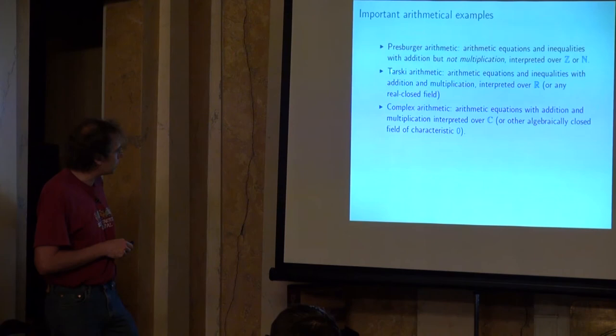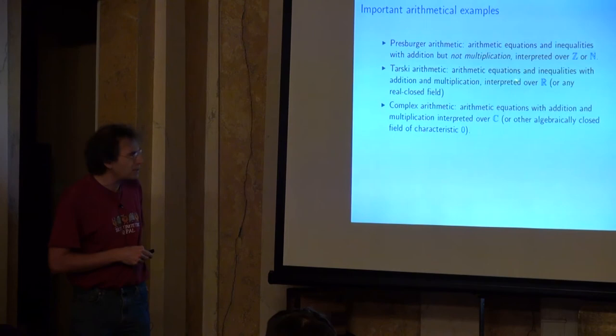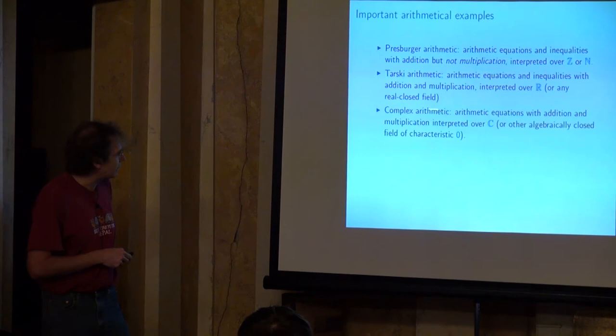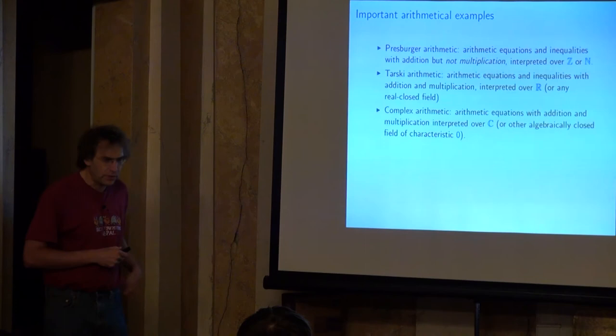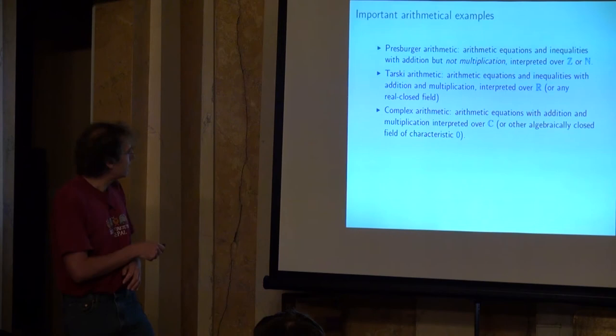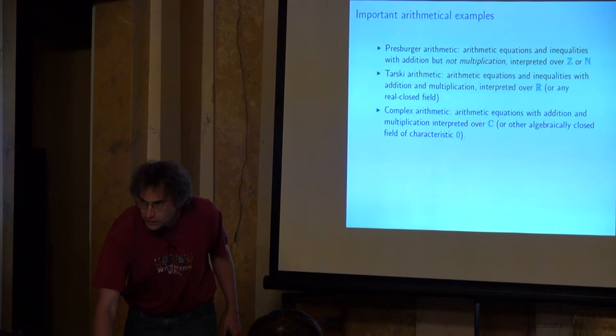A more complicated example is Tarski's arithmetic, which is basically the first-order theory of addition and multiplication over the reals, or actually any other real closed field. And similarly, the complex numbers, so just equations with addition and multiplication interpreted over the complex numbers, or indeed any other algebraically closed field of characteristic zero. These are very nice examples because a lot of interesting practical problems can be formulated in them.